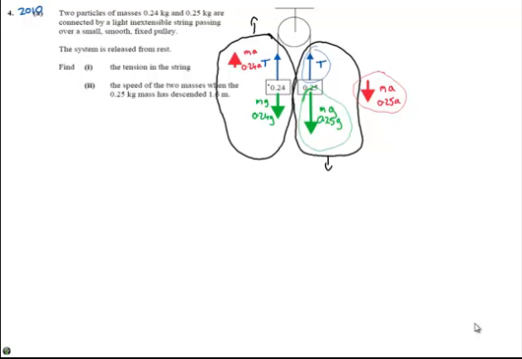So we've got mg, which would be 0.25 g, minus the tension will be equal to 0.25 a. That's our first equation. Let's redo that one there because it's not very clear. Call that equation 1.